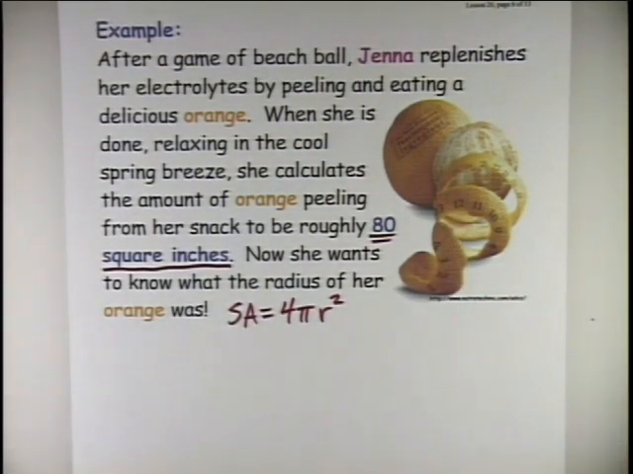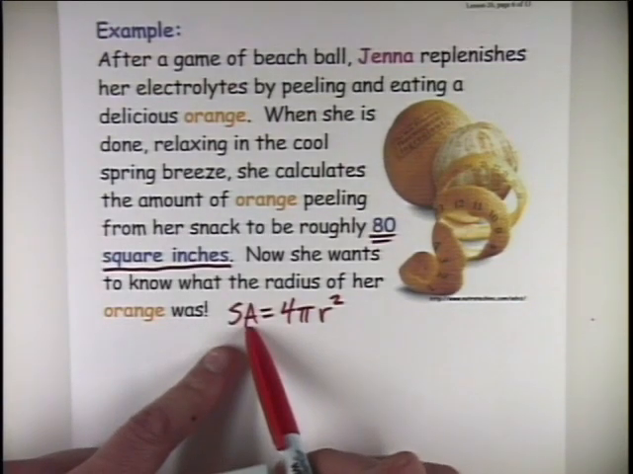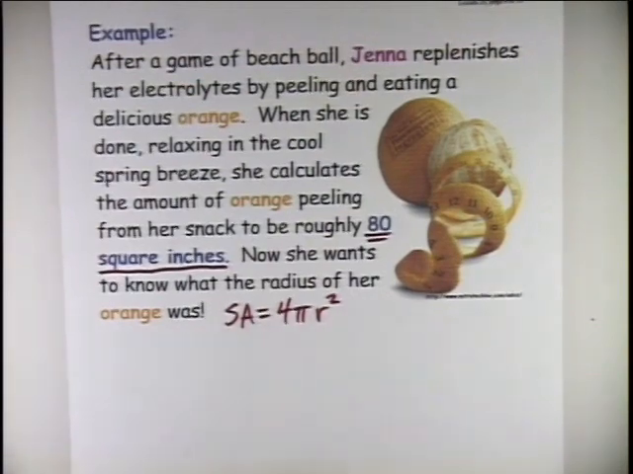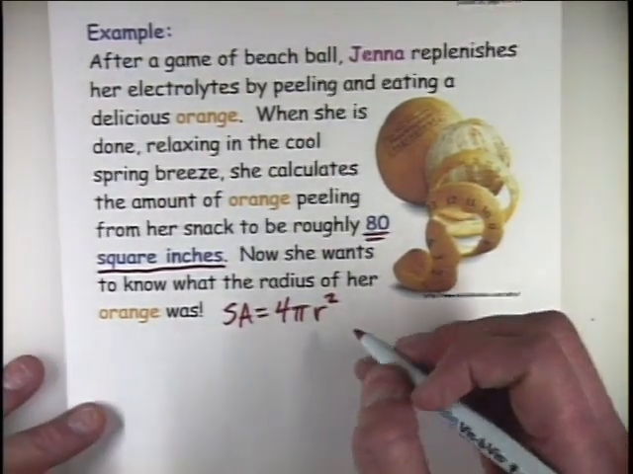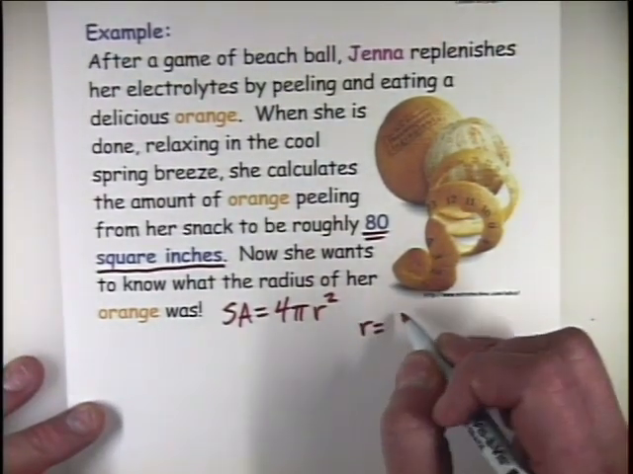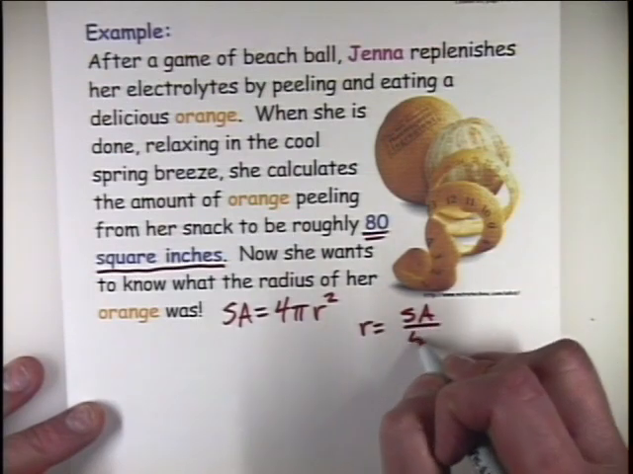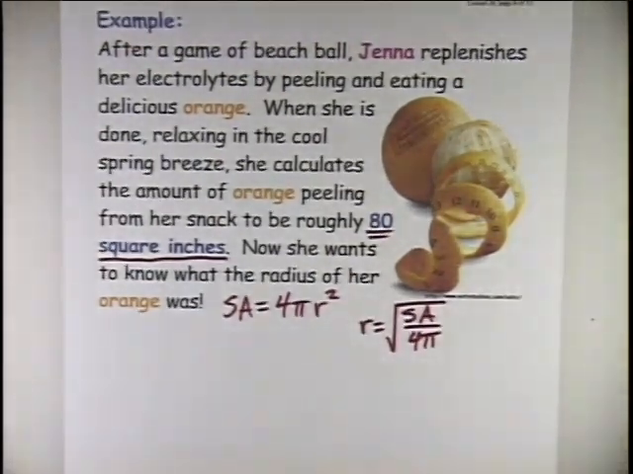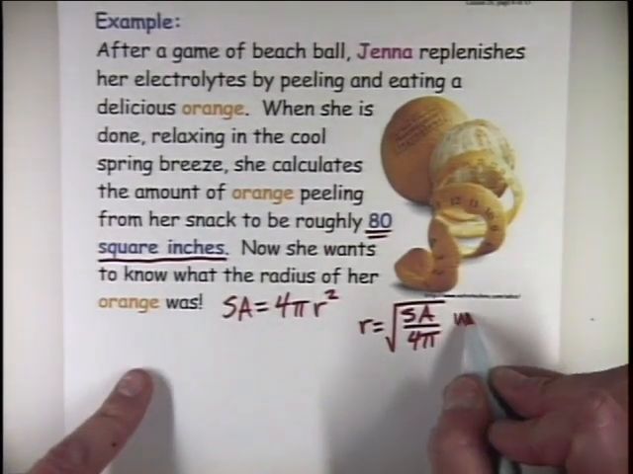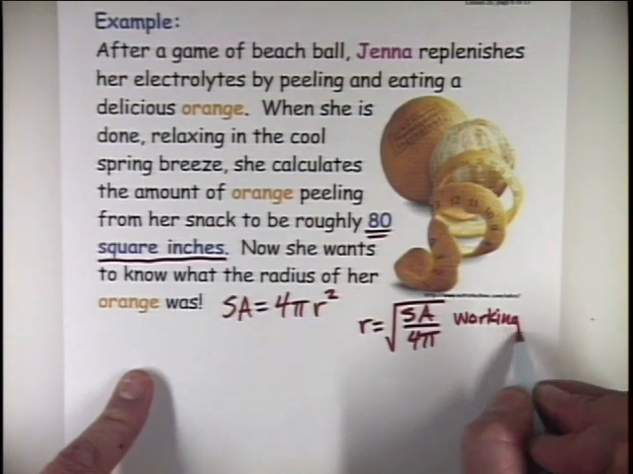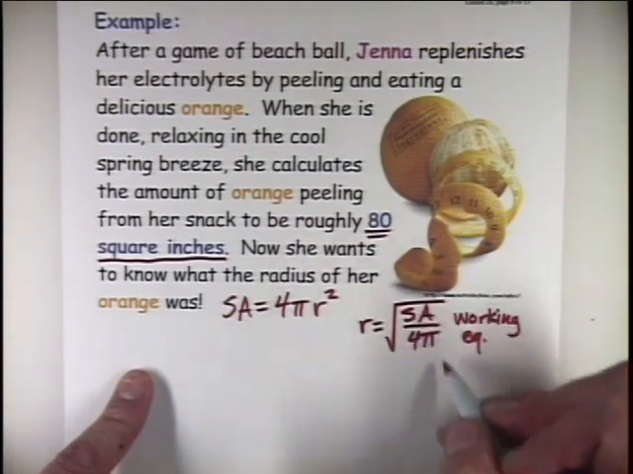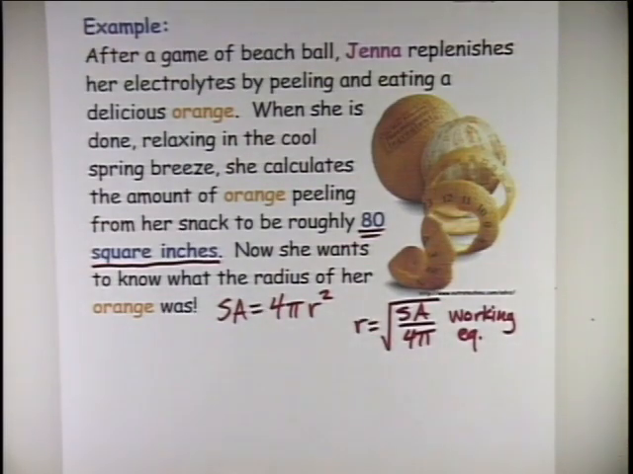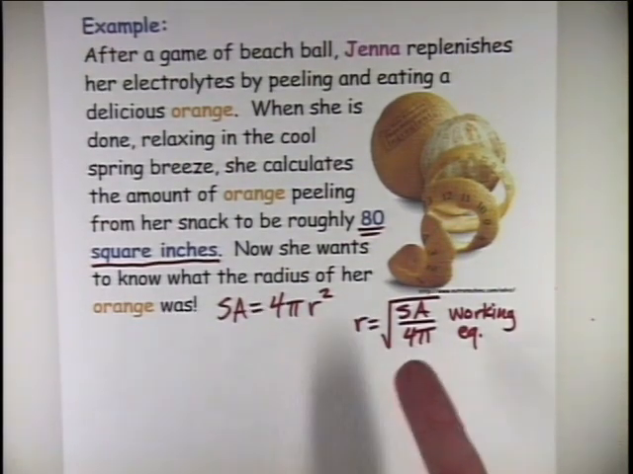Now there's two ways you could do this problem. This is not solved for the variable that we're interested in finding, so you can either divide by 4 pi and take the square root, and you'll get an equation that looks like this. You'll get the radius is equal to the square root of the surface area divided by 4 pi, and you only take the positive here because we're interested in a positive radius. This is called the working equation. We modified it with the variables inside of it, but now it's set up ready to go to solve for r. Depending on what your teacher expects, you may or may not have to do that.